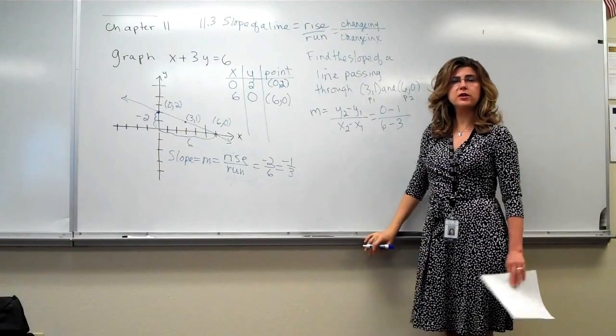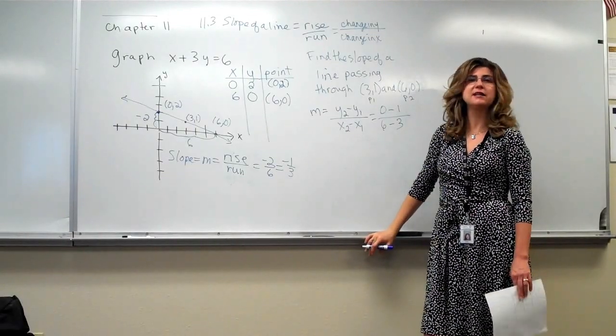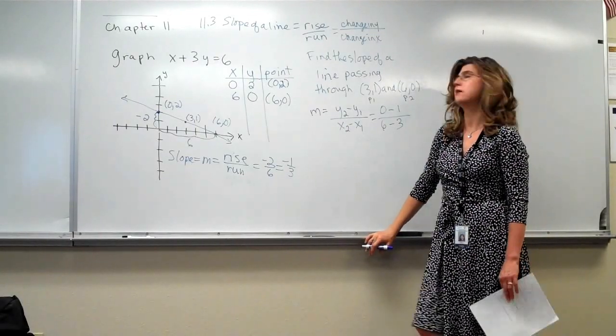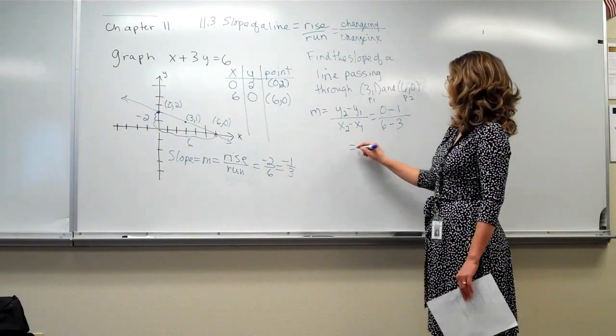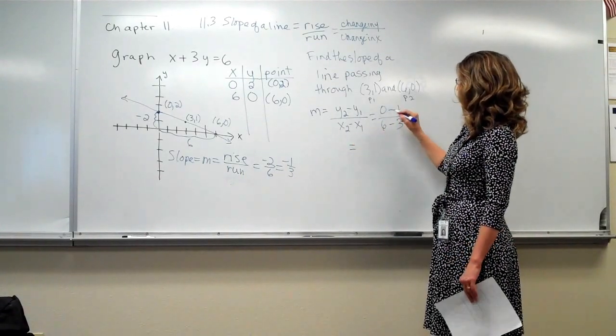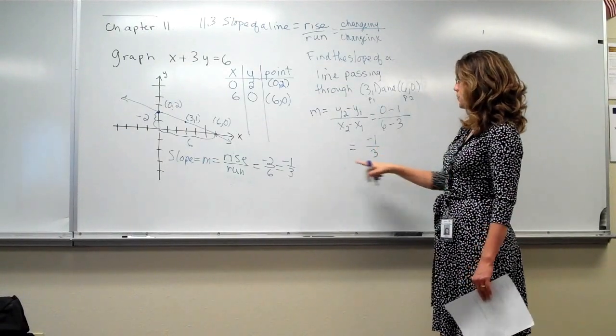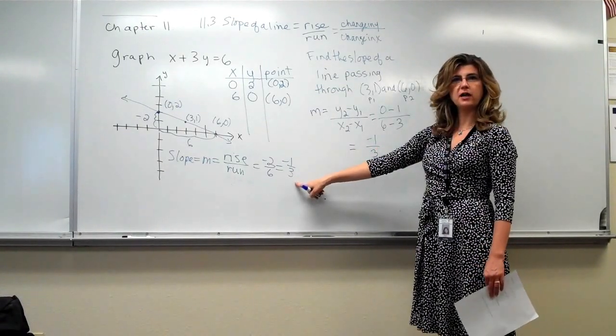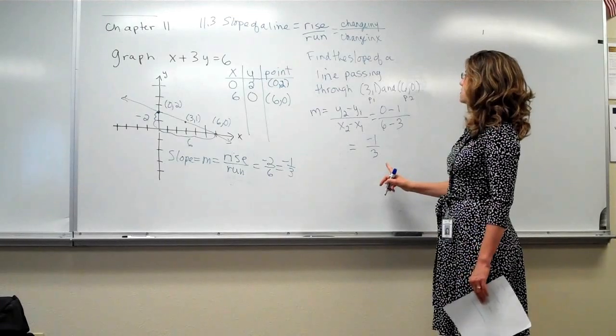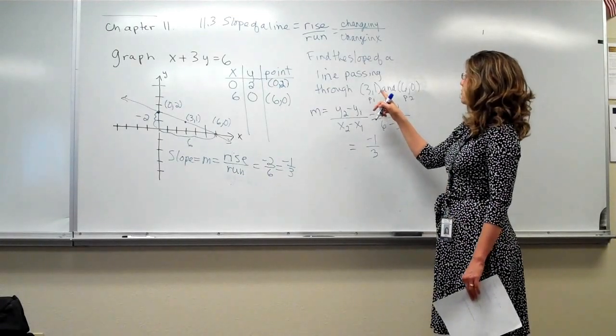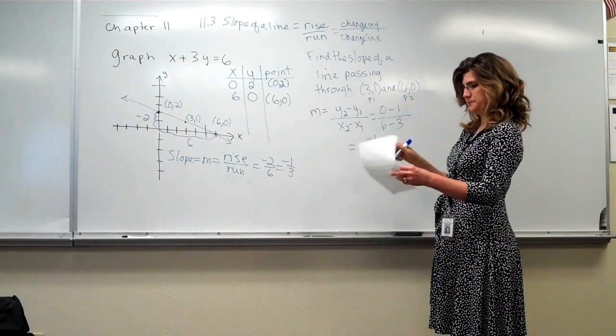Now, does it matter which one you pick for point 1 and point 2? It doesn't. You'll get the same answer either way. So just pick the closest one to you or your favorite one or whatever. So here we get -1, and here we get 3. Look, the slope is -1/3. That's exactly what we got here. So we can find the slope of the line if we simply know 2 points on the line.